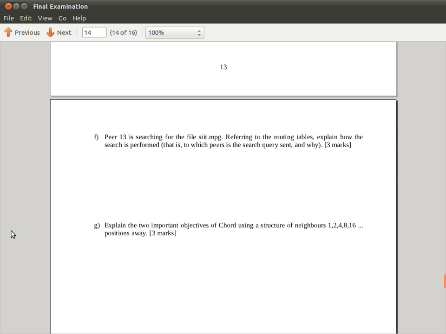Any questions about Chord? There are questions in the past exams which are very similar to what we've gone through today. Worth practicing.